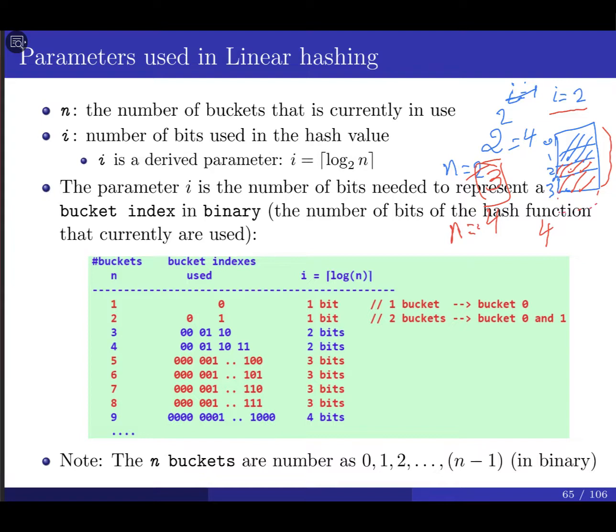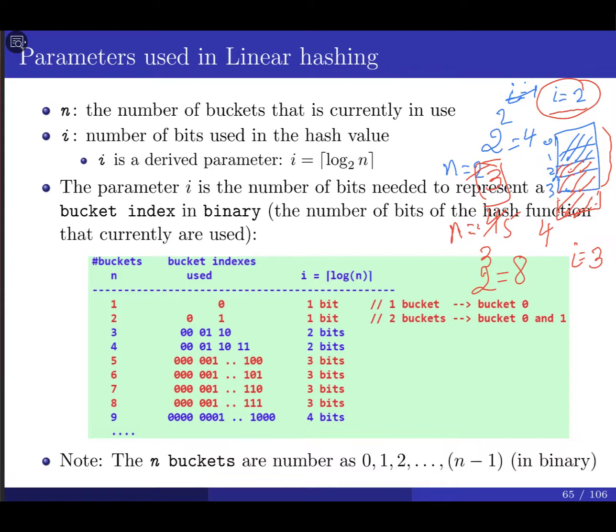But I don't have available buckets here based on the value of i. Then in this case, the value of i equals 3 because I need to add another bit. That means we have 2 to the power 3, which means the total number of buckets available is 8, but we're going to use, for example, only 5 of them. Every time you need one, you're going to add one. Is it clear? Does that make sense? What do you mean the number of buckets that are currently in use?